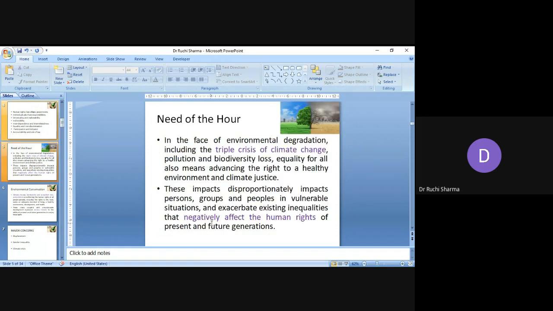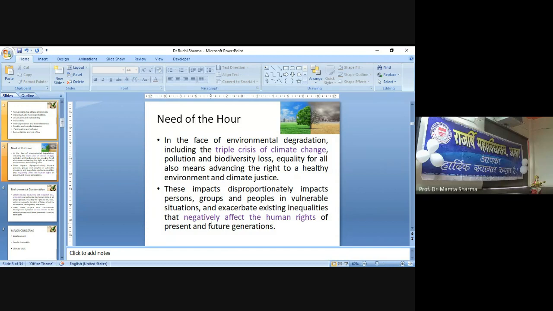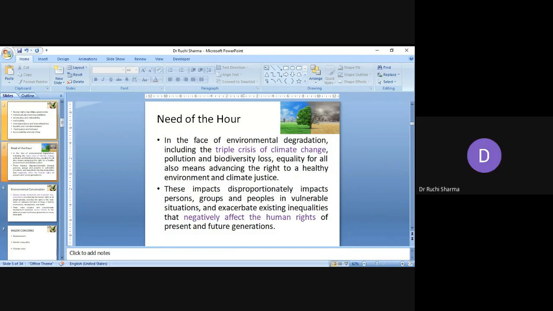Now, relating it to the present times, when we are talking about the need of the hour, and the areas we are dealing with, especially related to this international conference, nowadays we are seeing environmental degradation, including the triple crisis of climate change, pollution, and biodiversity loss. Equality for all also means advancing the right to a healthy environment and climate justice.